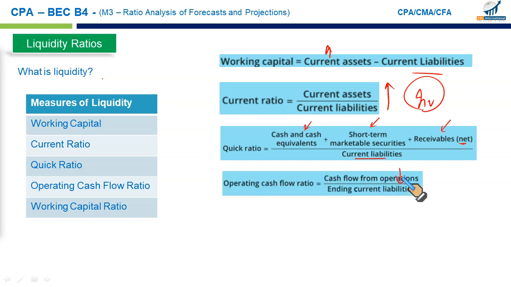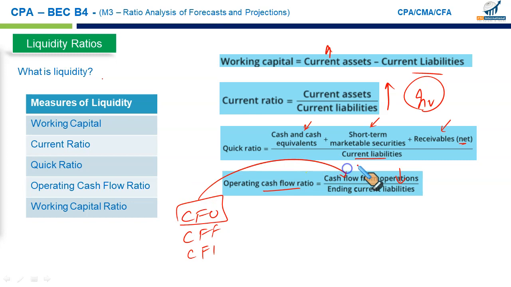Operating cash flow ratio is also an interesting application of cash flows. We know there are 3 types of cash flows: cash flow from operating activities, from financing, and cash flow from investing. The one that is most important is the cash flow from operations. So how much cash a business has generated over the year so as to be able to pay off the current liabilities appearing on the balance sheet at the end of the year.